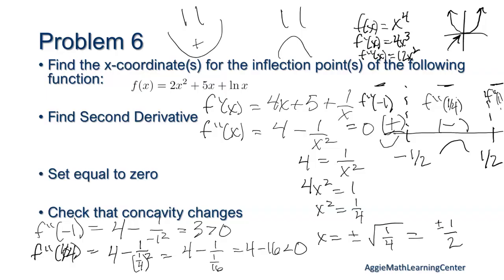And then you can do the same thing for f double prime of 1, which is 4 minus 1, which is 3, which is greater than 0. So at first it looks like it does change concavity at -1/2 and 1/2. Do you guys agree? Okay. This is a fun problem because if you look at the original function, where is this function defined?